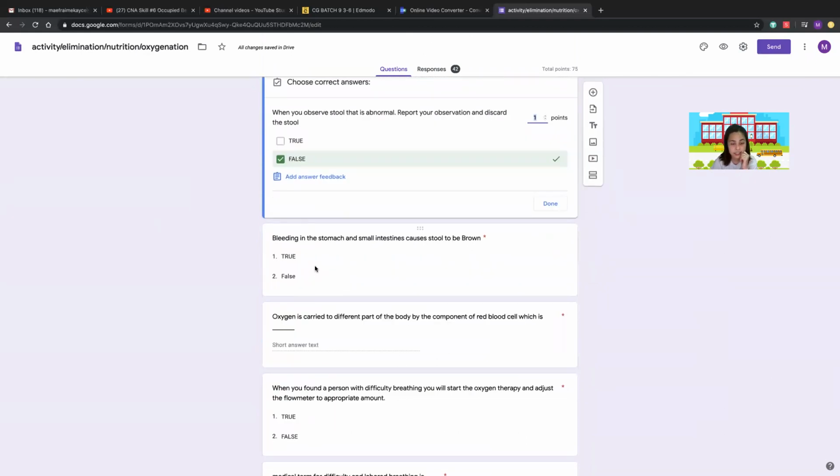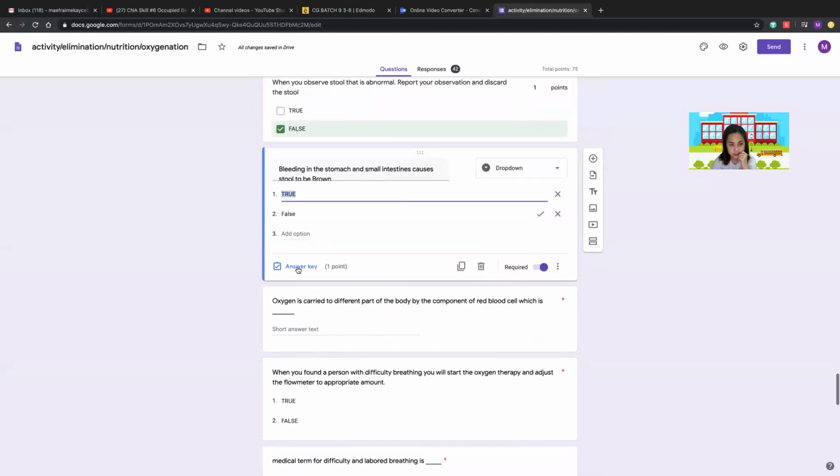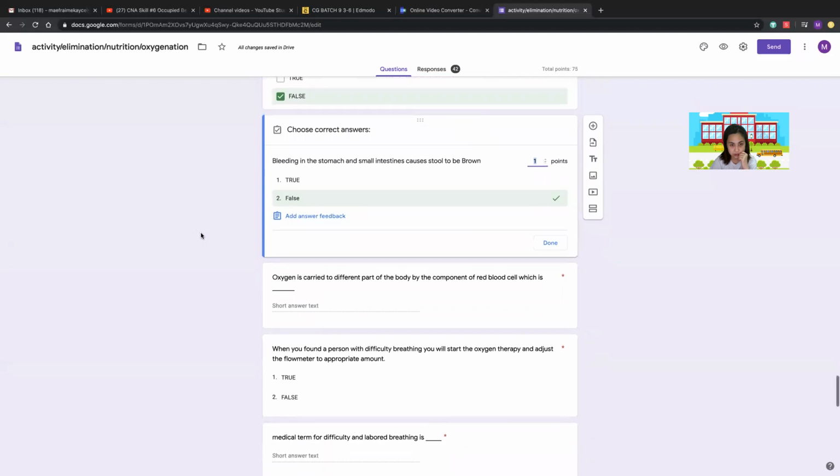Next, bleeding in the stomach and small intestine causes stool to be brown? The answer is false. Okay, it will be false because if the bleeding is from the small intestine, then it will be going to the large intestine. It is still a long distance. That's why it will not be brown, but it will be black. Okay, so this is false.